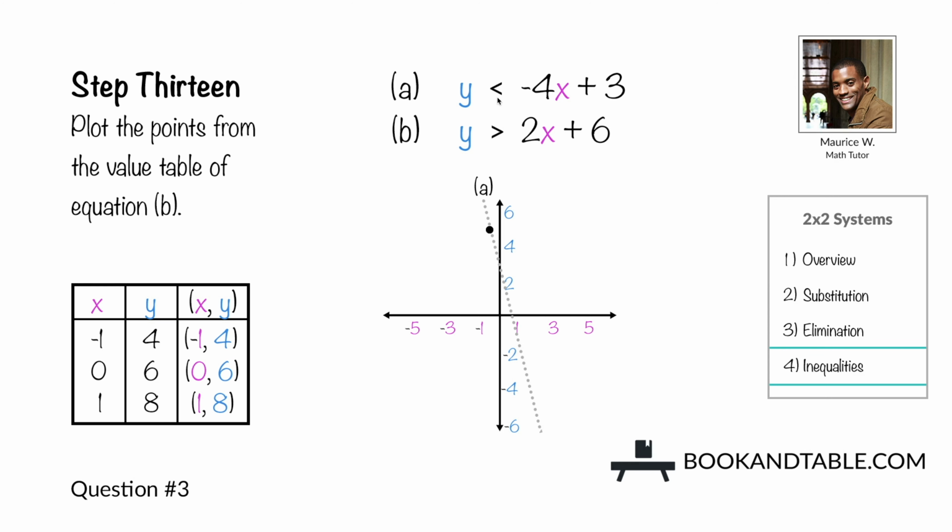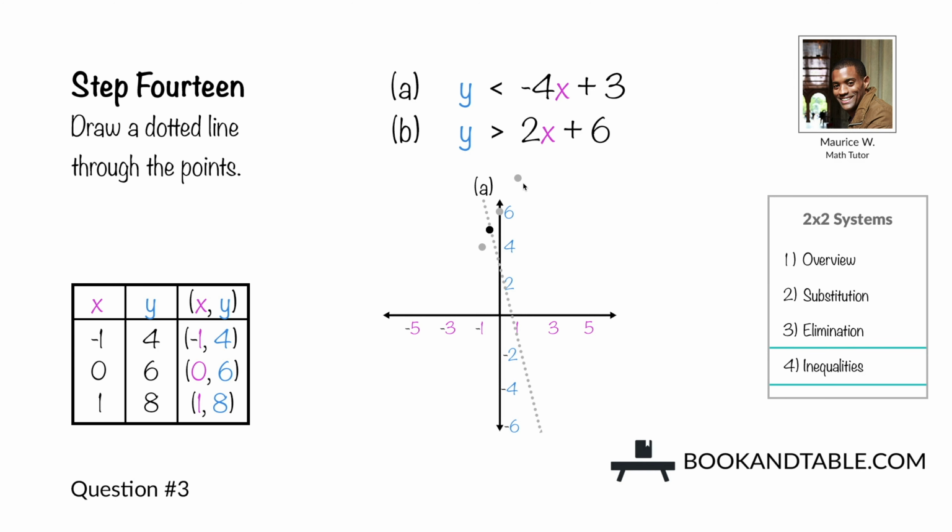And now we want to repeat this for B. So step 13, plot the points from the value table of equation B. The first point is negative 1, 4. The second point is 0, 6. And the third point is 1, 8. And now with these 3 points, we can sketch B. So step 14, draw a dotted line through the points. And it's dotted since it's greater than but not equal to.